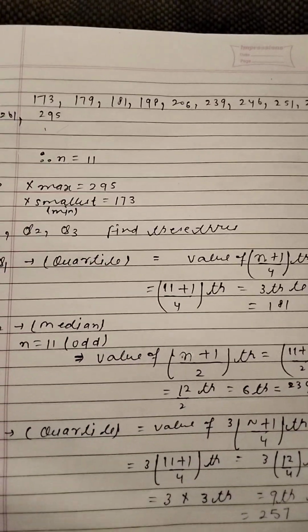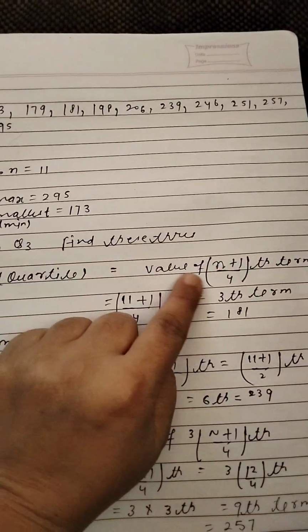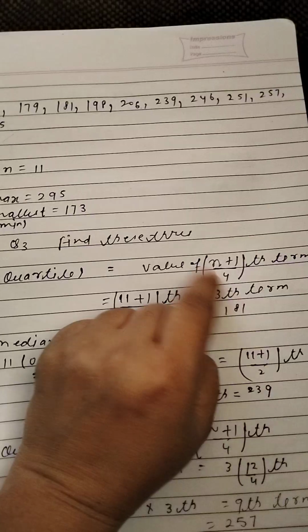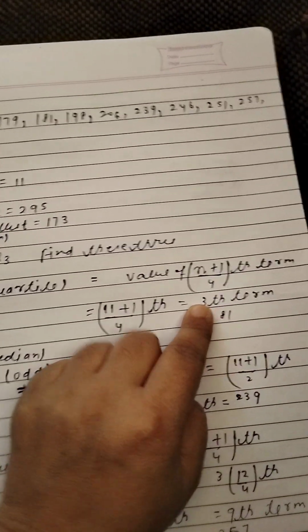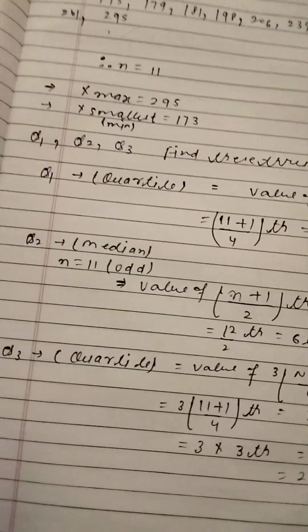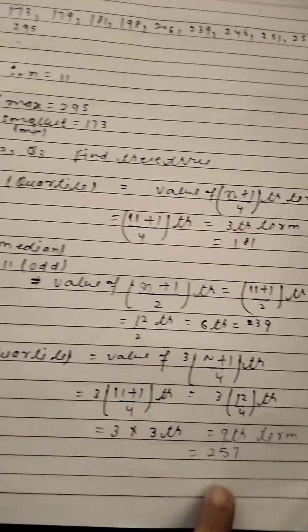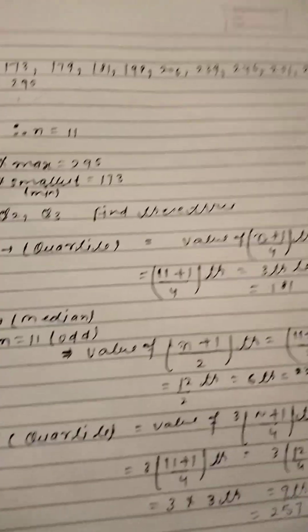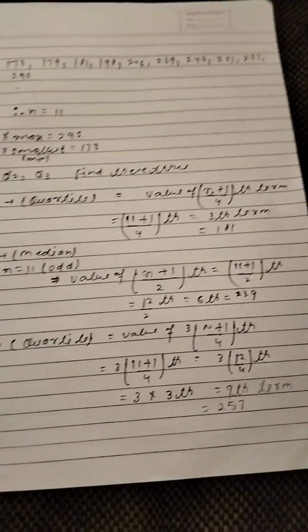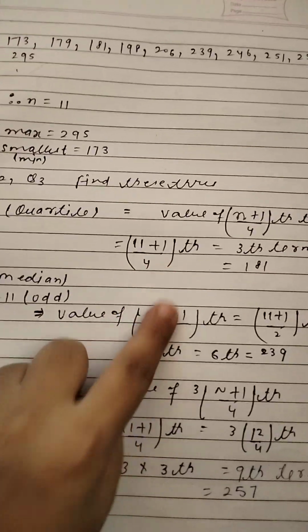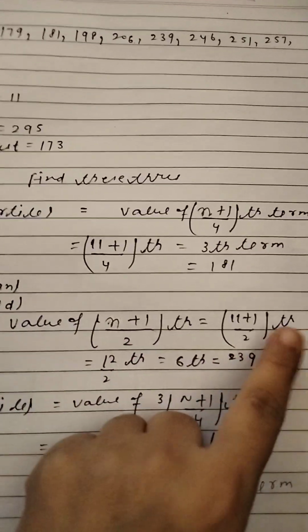And how to find Q3? To find Q3, you have to multiply this term by 3. And when you multiply this term by 3, it becomes the 9th term, and the 9th term is 257. Quartile 3 is 257, and now the remaining part is the median. To find the median, we don't divide by 4, because median is half. That is why the formula is n plus 1 divided by 2. n is 11. 11 plus 1, 12.